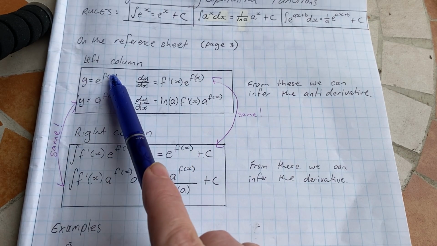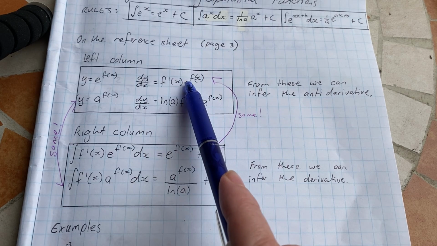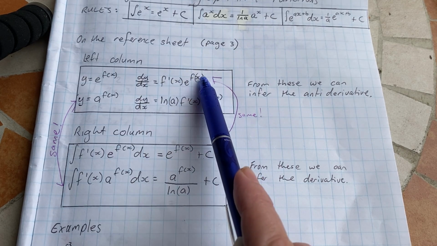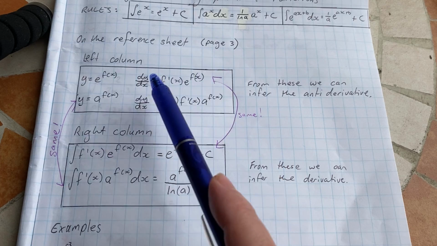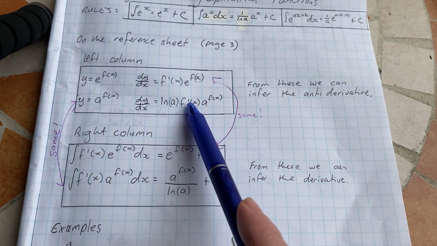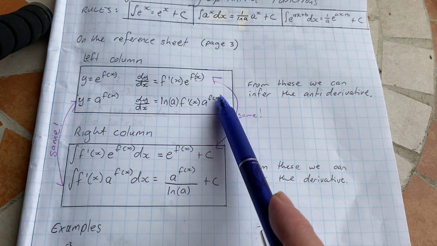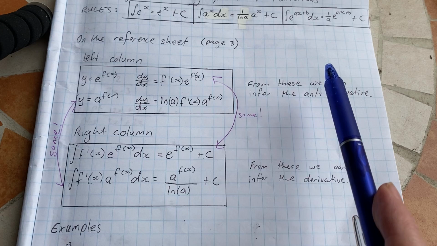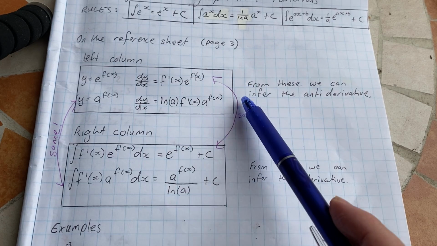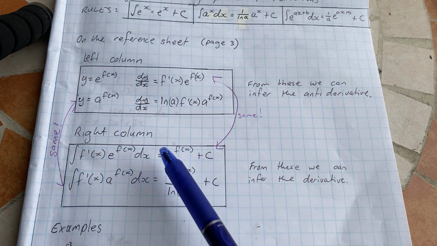If the function is e to the f of x, then the derivative is the derivative of the inside multiplied by the derivative of the outside. So that's the standard chain rule. If y is a to the f of x, then the derivative is log a times the derivative of the inside times the original function. From those, you can infer the antiderivative by going backwards, or you can just look in the right column where it's got them written out.